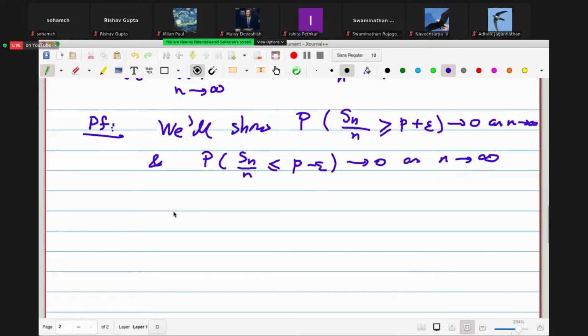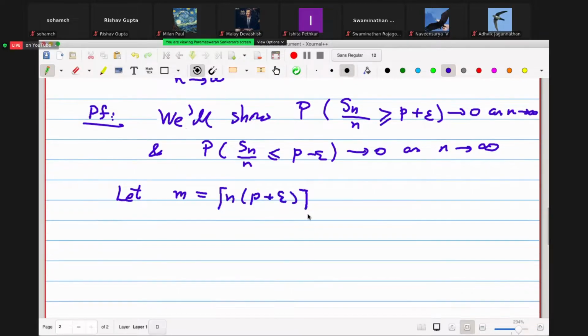And now, because Sn is integer valued, I want to take this n to the other side. Then I want to look at the probability that Sn is bigger than or equal to n times this, but I may as well look at the ceiling function, so n times p plus epsilon.